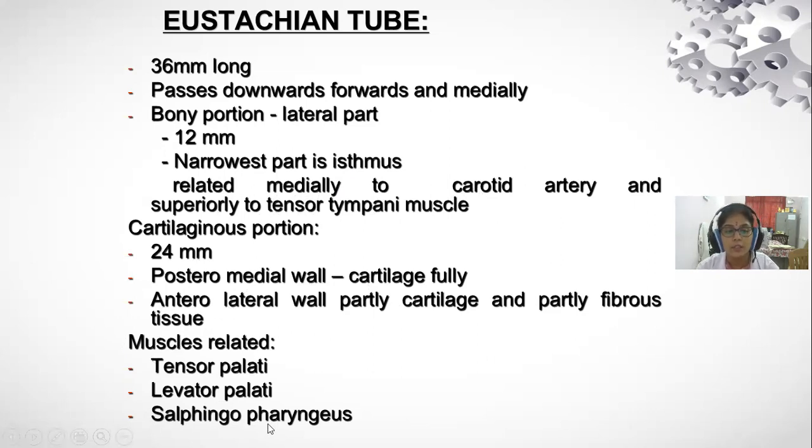So what are the muscles attached or related to the eustachian tube? Tensor tympani, tensor palati muscle, levator palati muscle, and salpingopharyngeus muscle. All these muscles are very important, and there is something called Ostmann's pad of fat around the eustachian tube, which will actually act as a cushioning agent.